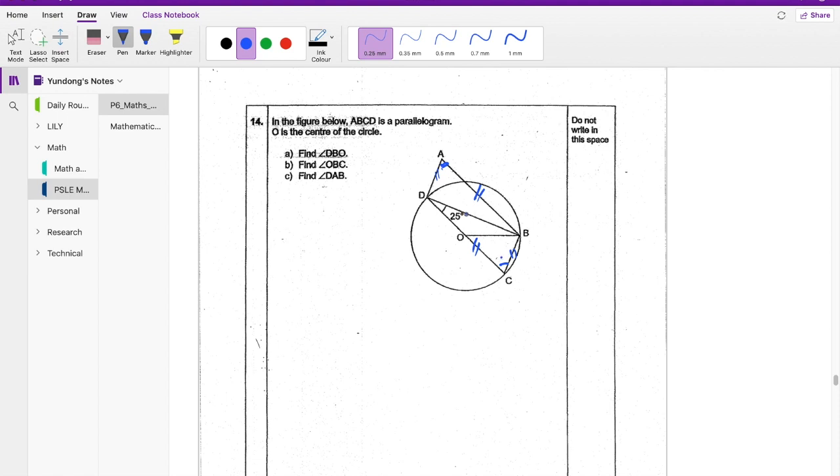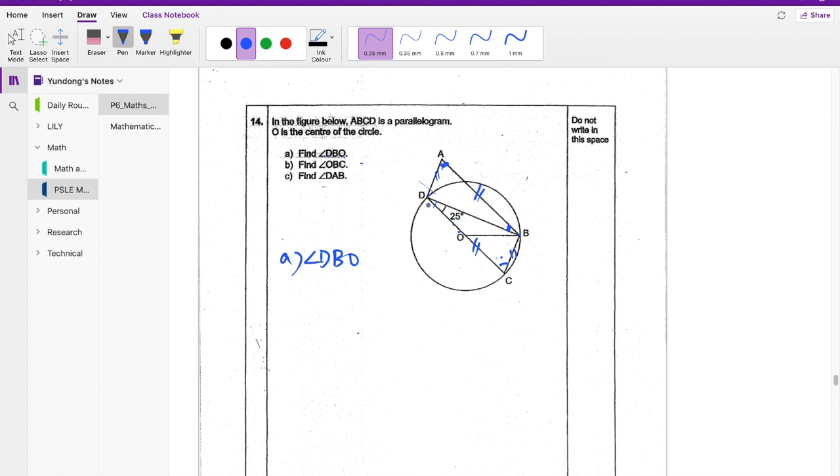This one equals this one. This one equals this one. And because they are parallel, this one equals this one, right? Okay, so now I want to find DBO. Where is DBO? Okay, we see that it's within the circle.